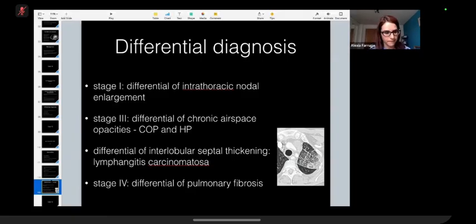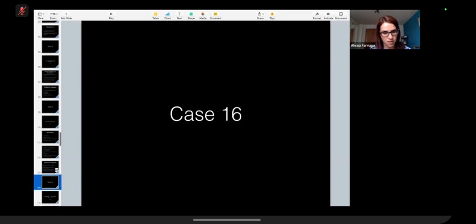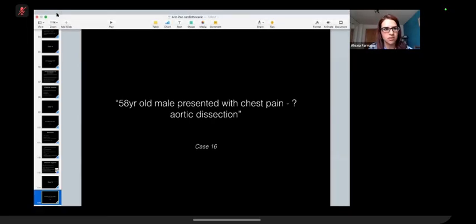Okay? Next case, 16. This is your history. It's a 58-year-old male who presented with chest pain, and they're querying aortic dissection. So I'll prepare the images for you.